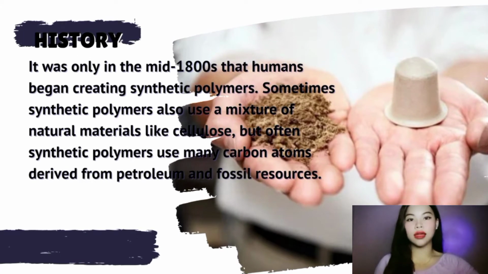It was the mid-1800s when humans began creating synthetic polymers. Synthetic polymers sometimes are a mixture of natural materials like cellulose, but often synthetic polymers use many carbon atoms derived from petroleum and fossil resources. So what is cellulose? Cellulose is a tough, fibrous, water-insoluble polysaccharide that plays an integral role in keeping the structure of plant walls stable.